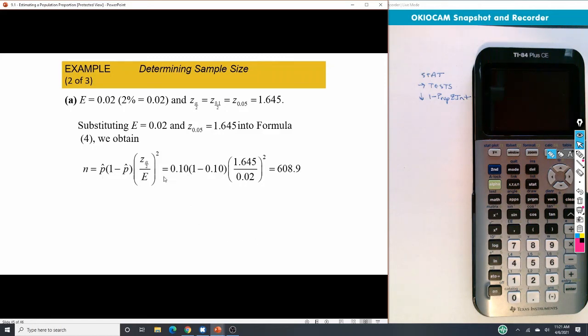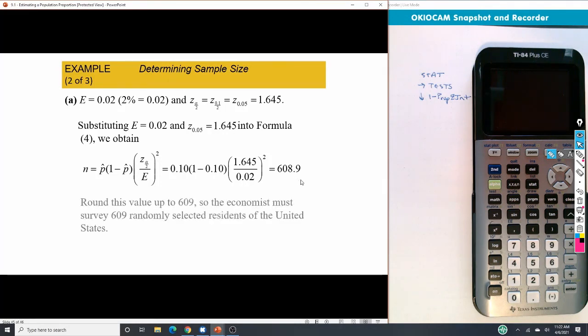Now our p hat is 10% or 0.10. And then we do 1 minus 0.10, times 1.645 over 0.02, all squared. Make sure you put those parentheses in when you're using the calculator. And that means that we need a minimum of 608.9. Now we always round up for this, to 609. Even if that said 0.001, we would round that up. You always got to round up on these problems, okay?